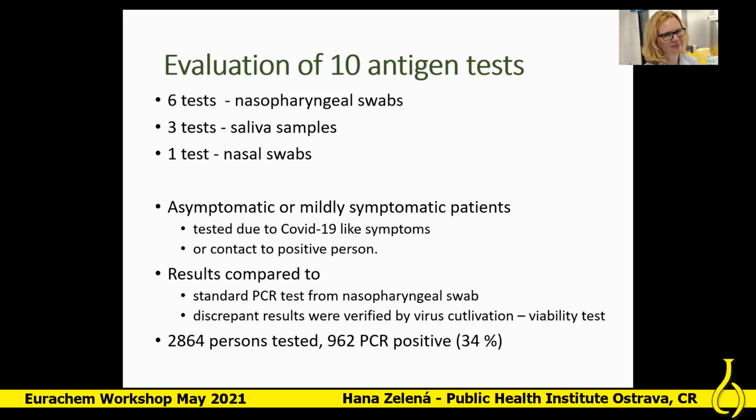Then we compared the results of those 2 methods, and those which were discrepant, either PCR positive antigen negative or antigen positive PCR negative, we verified by virus cultivation, as you could see in the previous slides. We tested altogether almost 3,000 persons. Of those, approximately 1/3 were positive in the PCR test. Next one.